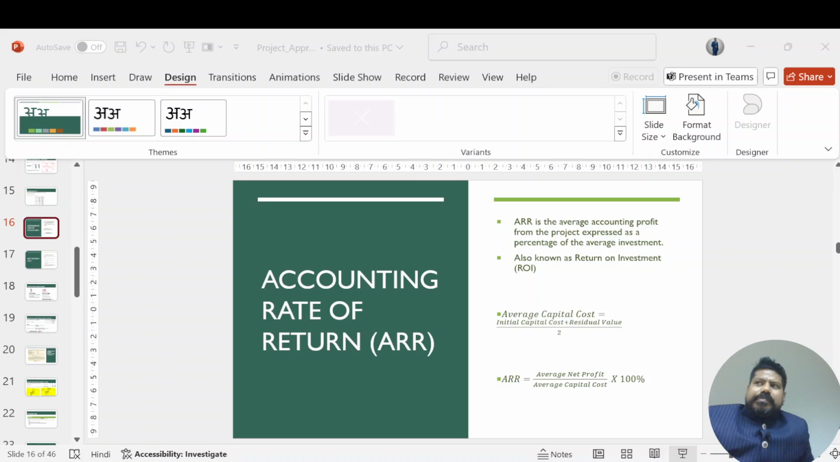Why is NPV better than ARR and payback period? Because of the timing of the cash flows, the whole of the relevant cash flow, and the objective of the business.